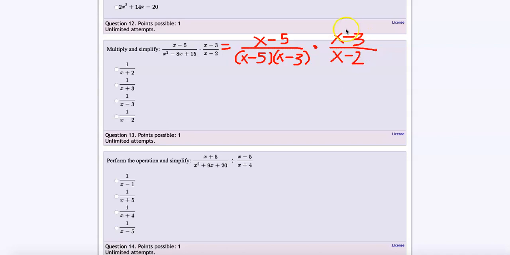And then we're going to check off things that match. So x minus 3 matches with x minus 3. X minus 5 matches with x minus 5, so they cancel, leaving you with 1 over x minus 2, which is that last answer choice.